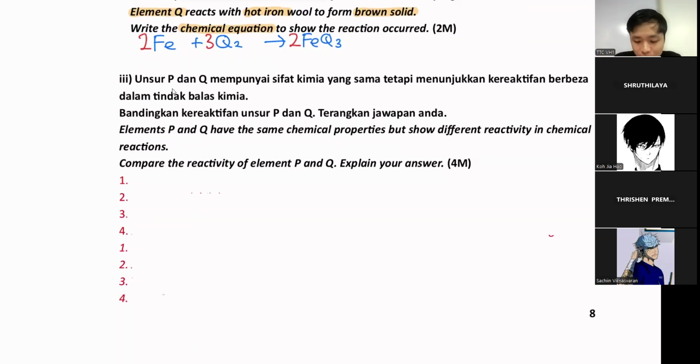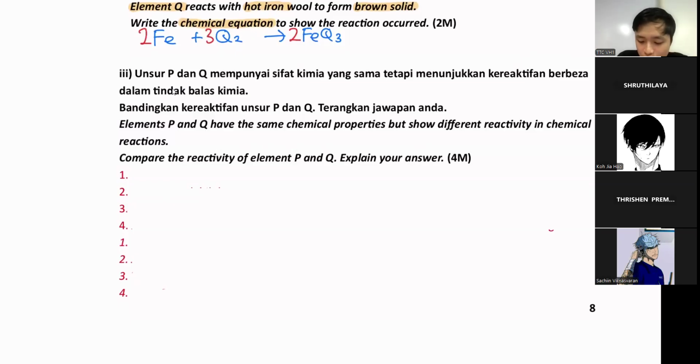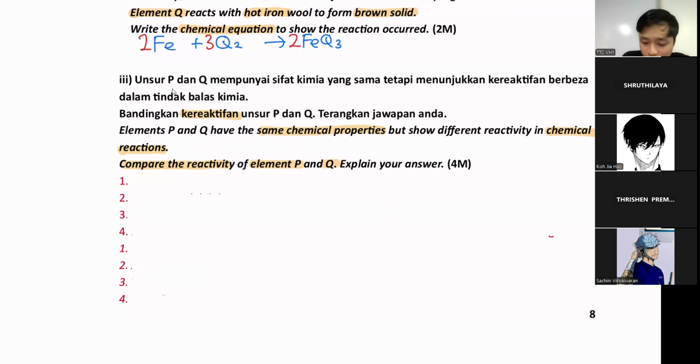So elements P and Q have the same chemical properties. It means they have the same chemical properties but show different chemical reactions. Compare the reactivity of elements P and Q. So how to explain this one? You get 4 marks. So does this chapter come in the exam? Which chapter, chapter 4 or chapter 5? But this question is about fluorine. Okay, you know, right?